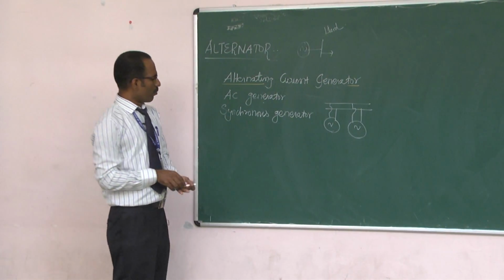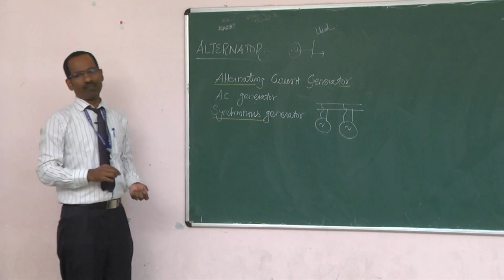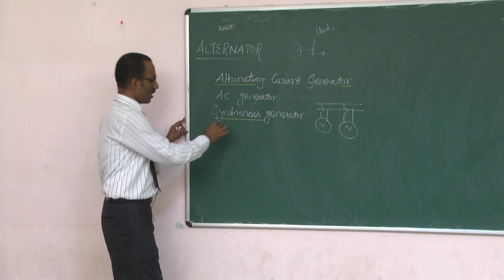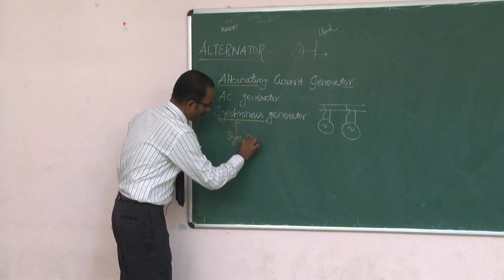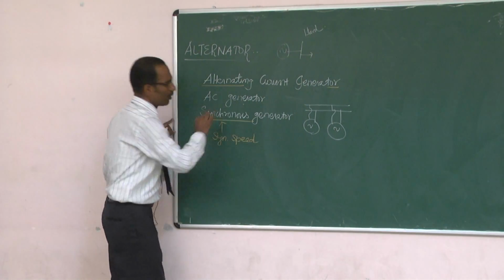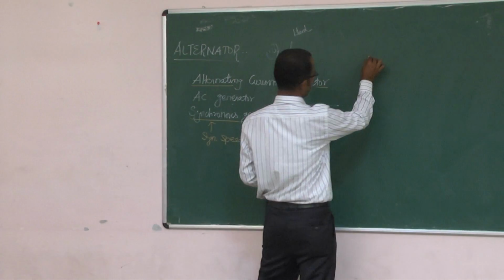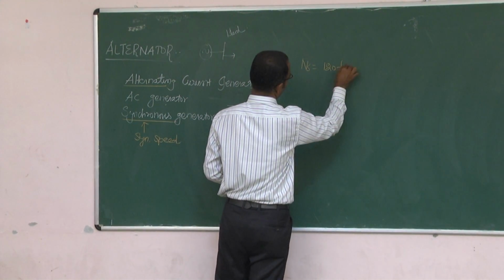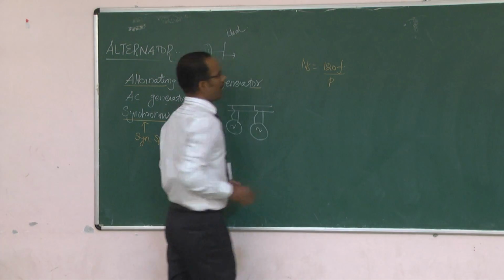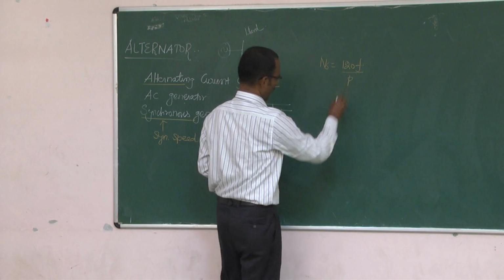Then one more reason is why it is called a synchronous generator. The generator must always run only at the synchronous speed. What is meant by synchronous speed? The formula for the synchronous speed is Ns is equal to 120 F by P. How do we obtain this formula? First, I will explain the basics.